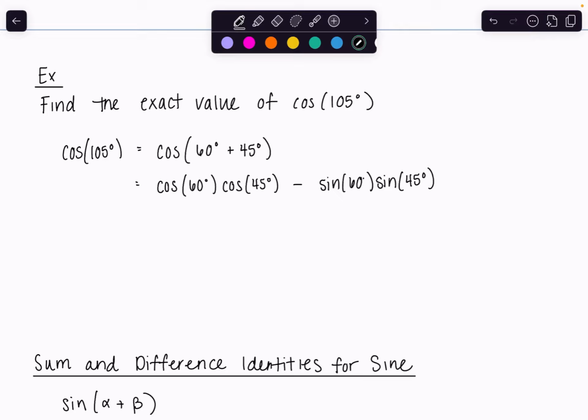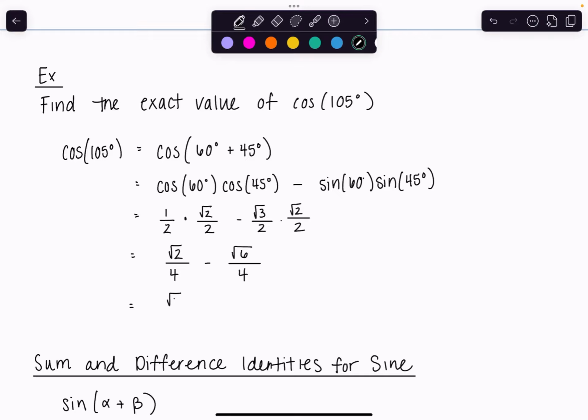And then from here, now I know how to evaluate each of these. Cosine of 60 degrees is 1/2, cosine of 45 is root 2 over 2. Sine of 60 is root 3 over 2, and then sine of 45 is root 2 over 2. So simplifying this gives us root 2 over 4, and then this is minus square root of 2 times 3, which gives us minus square root of 6 over 4.